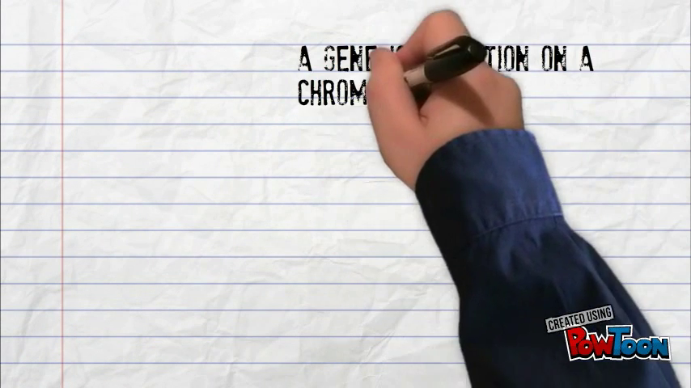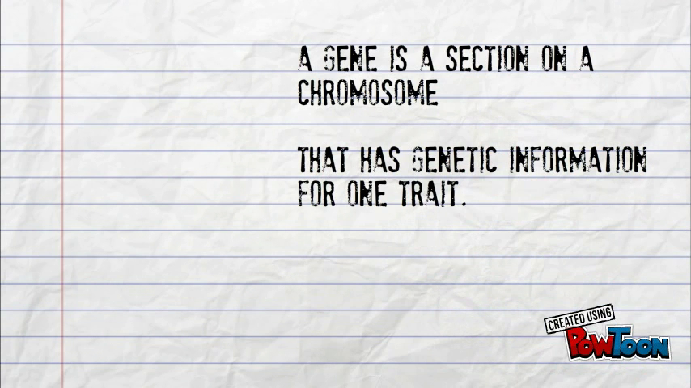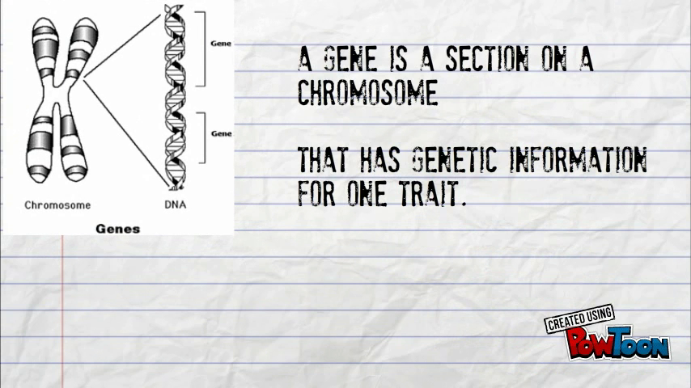A gene is a section on a chromosome that has genetic information for one trait. Here in this picture we can see a chromosome and the genes.